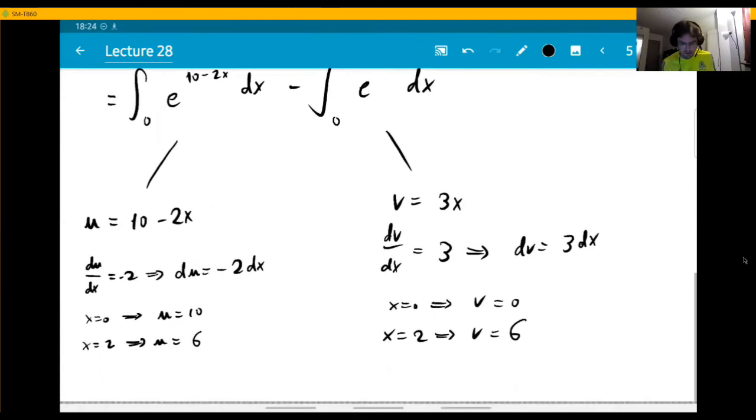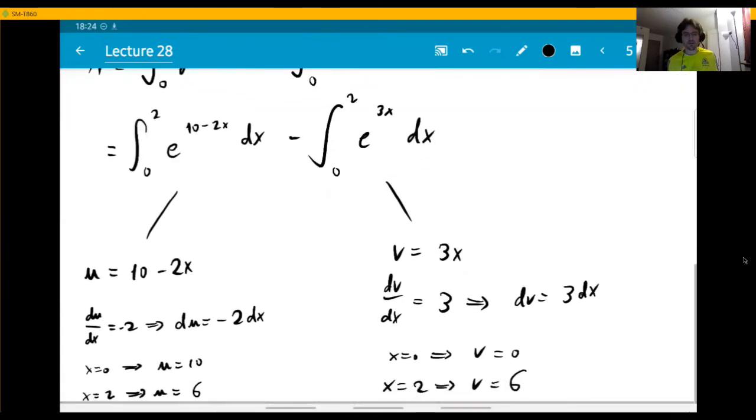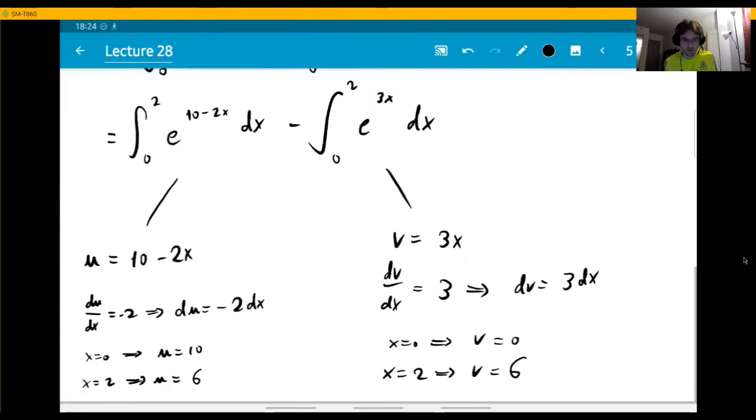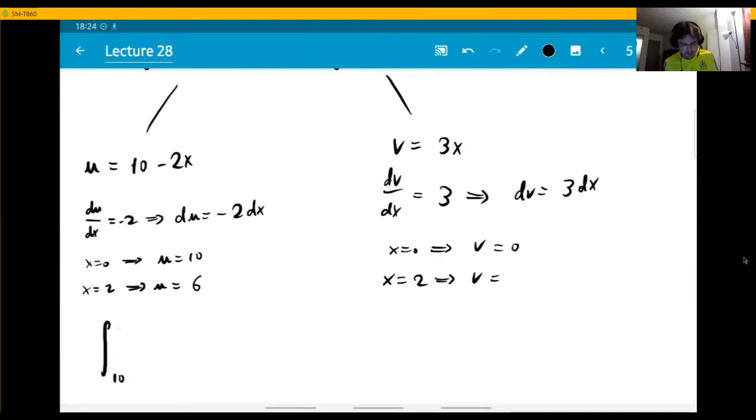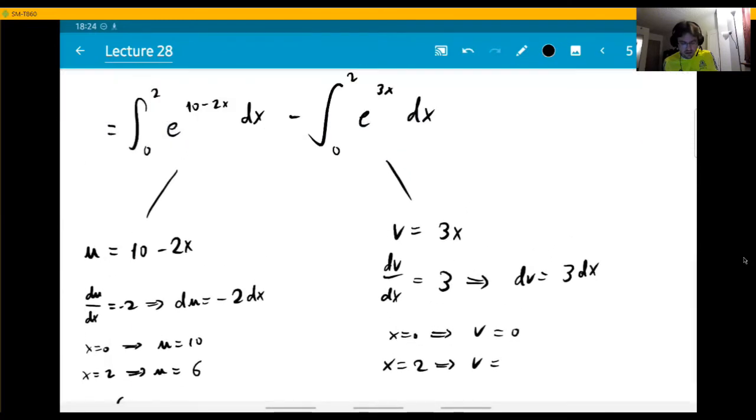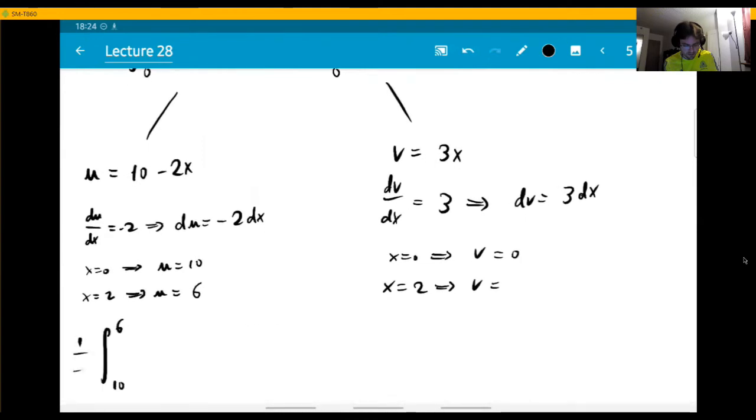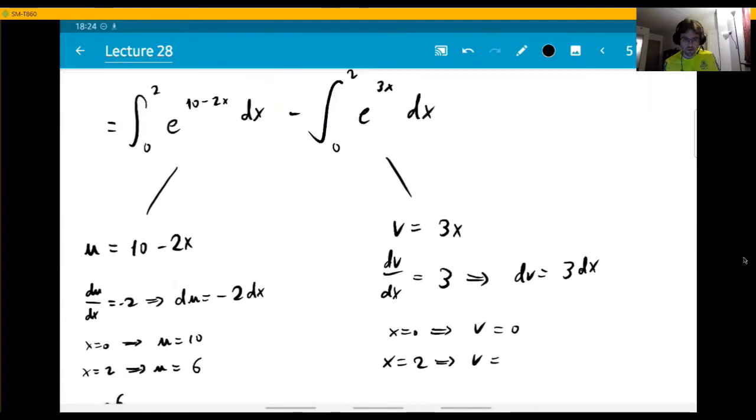So what do we do now? We just go back to the integrals and replace them using all this information. The first one is going to become an integral from, it was from 0 to 2, and now it's going to be from 10 to 6. Integral from 10 to 6. Remember that there's a minus 2 that I'm going to introduce here, so I'm also dividing by minus 2 outside. The function is e to the u, and because of the minus 2 that I introduced, I'm allowed to write du. So this is the transformation of the first integral.